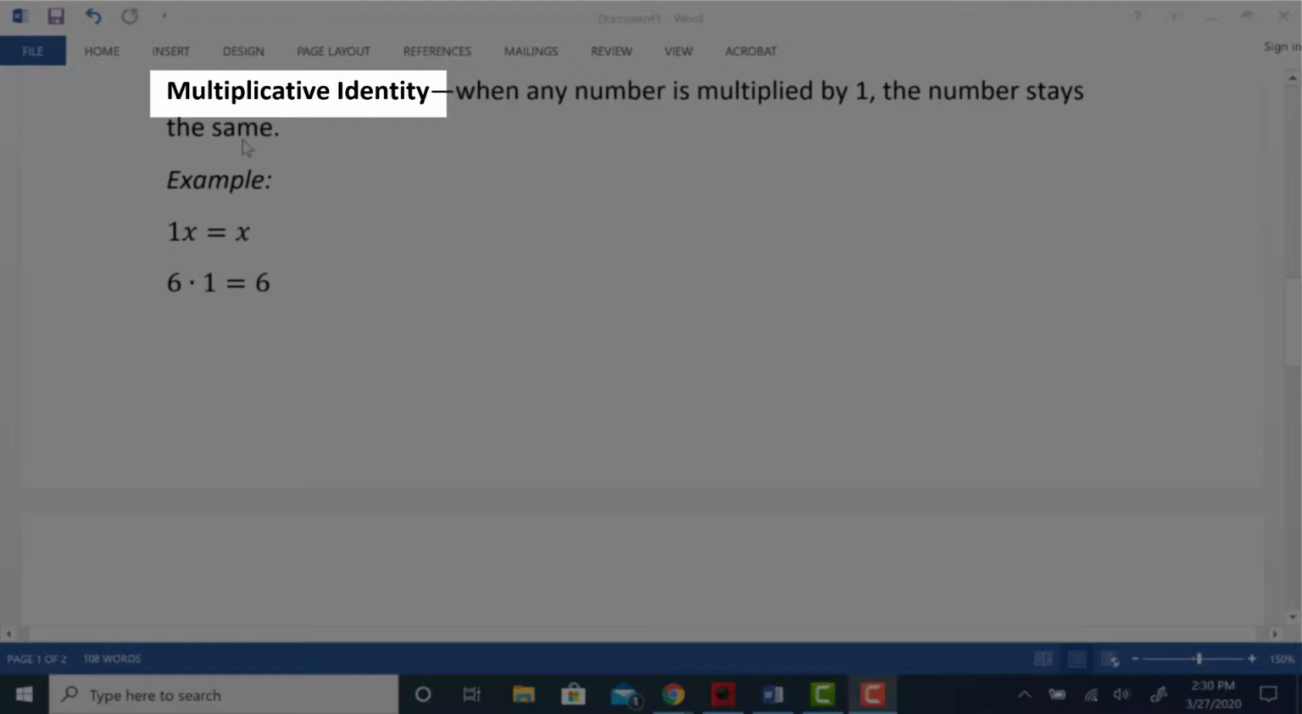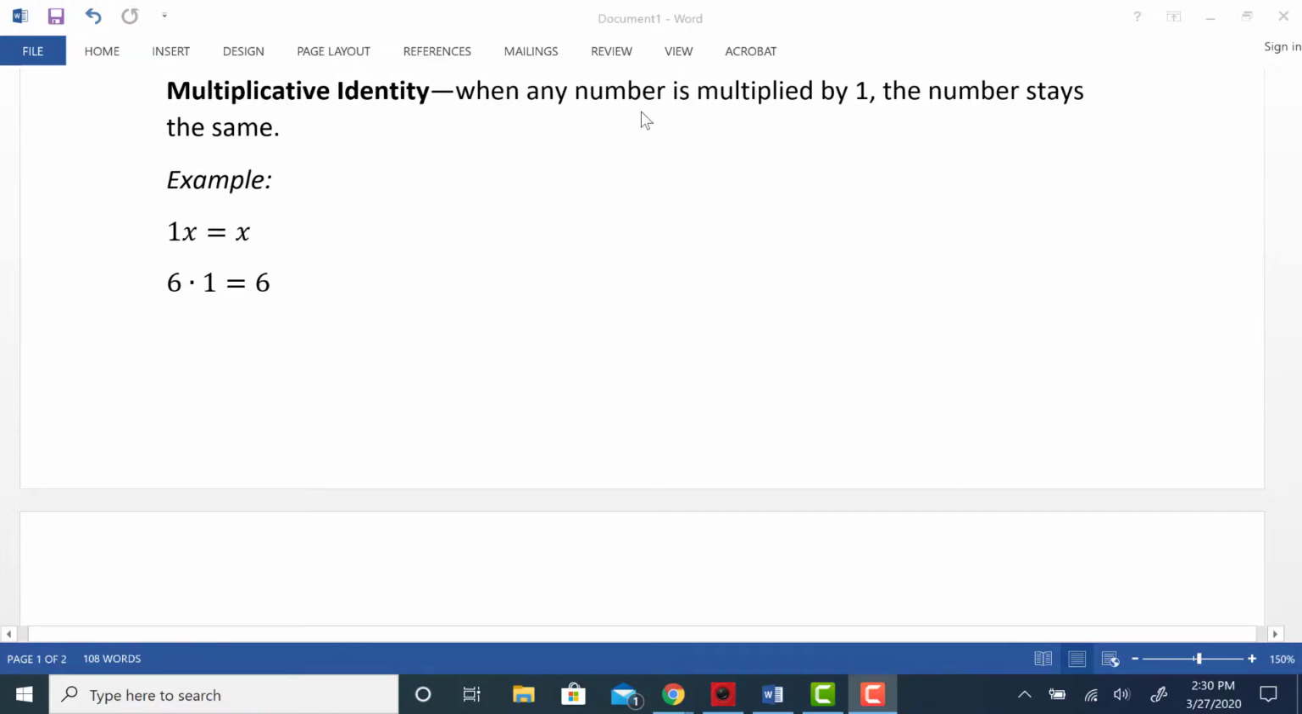Next, we have the multiplicative identity. Multiplicative identity is when any number is multiplied by 1, the number stays the same. For example, I've got 1 times x, that just gets me x. Or 6 times 1, that just gets me 6. That's why we never write a 1 in front of the variable x or any variable for that matter. I don't write number 1 in front of variables because 1 times a variable just gets me that variable. 1 times anything gets me that thing it was multiplied by.